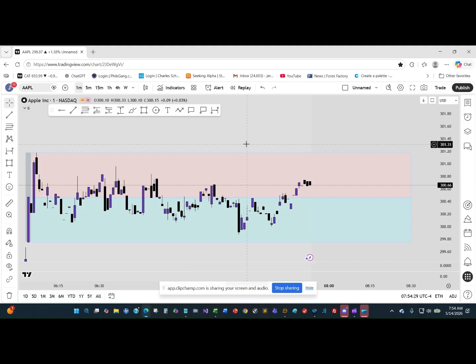But the point with this is you're going to find a lot of times a security will be chopped. That's what they call this. It's chopping because it's not really breaking out up and it's not really breaking out down. It's just sideways. And well, if securities do that a lot, why not make some money?